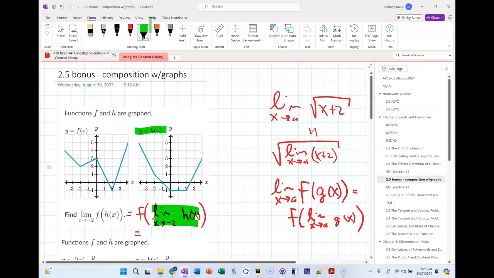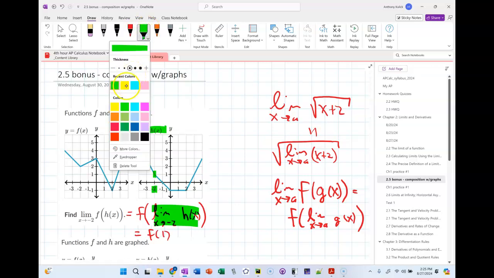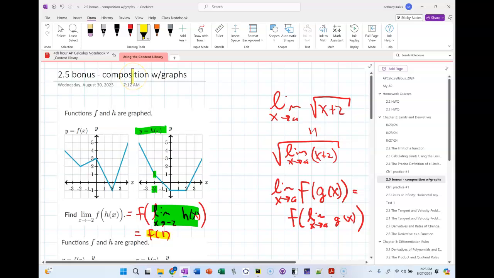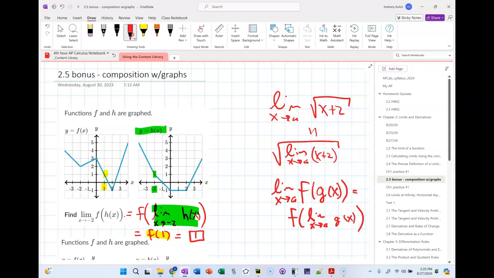What is this limit going to be? Here's h of x. Here's negative 2. So it looks like 1 to me. Everybody agree? So then if I go to evaluate f of 1, looks like that's 1. Does that feel okay? Now everything is fine because both these functions are continuous. No big deal.